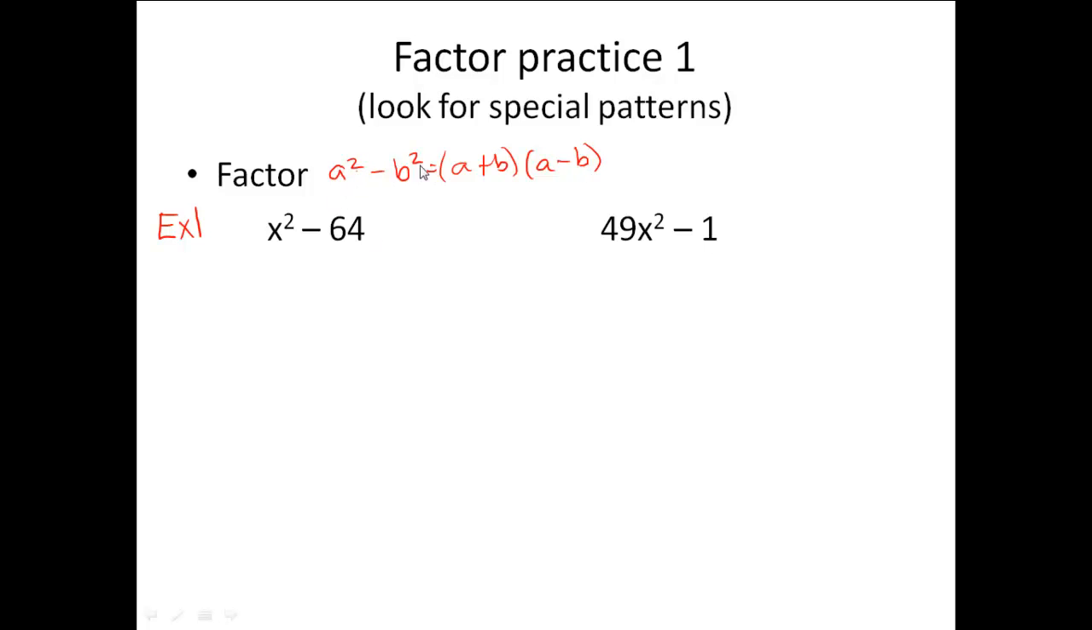Notice each of these has a square on it. Well, my x has a square, but my 64 doesn't have a square, so it doesn't really look like it matches the pattern. But what we can do is rewrite them, and I recommend that you always rewrite it first, because you're less likely to make mistakes that way.